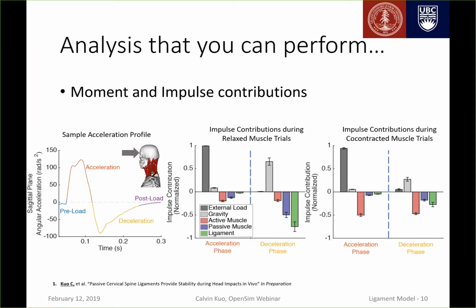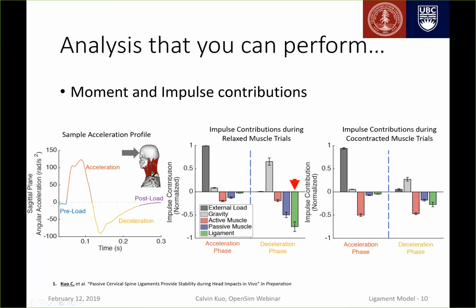What we found from our simulations first was that the impact indeed was applied almost entirely during the acceleration phase, which implies that the impact causes the acceleration. Second was that when subjects relaxed their neck muscles, shown here in the graph in the center, the ligaments were the primary contributors to the stabilizing moment, providing larger moments than the passive component of the Hill-type muscle models, which are shown in blue.